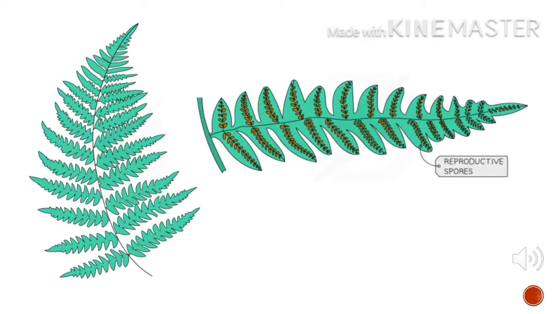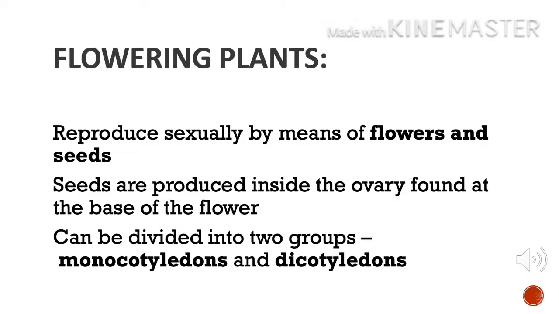Now let's proceed to the flowering plants. They reproduce sexually by means of flowers and seeds. Seeds are produced inside the ovary found at the base of the flower. Flowering plants are generally divided into 2 major groups. We have the monocot, or monocotyledons, and the dicot, or dicotyledons.